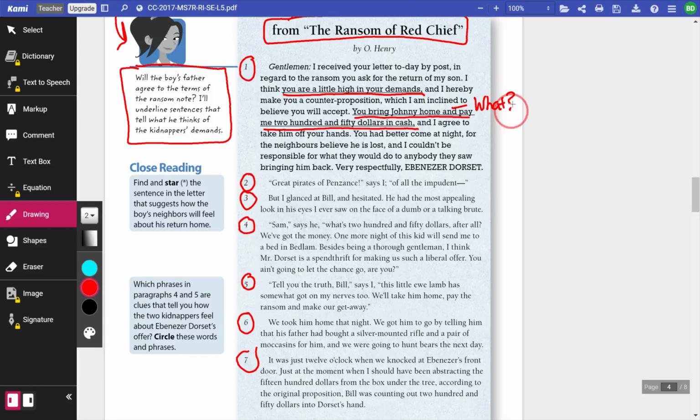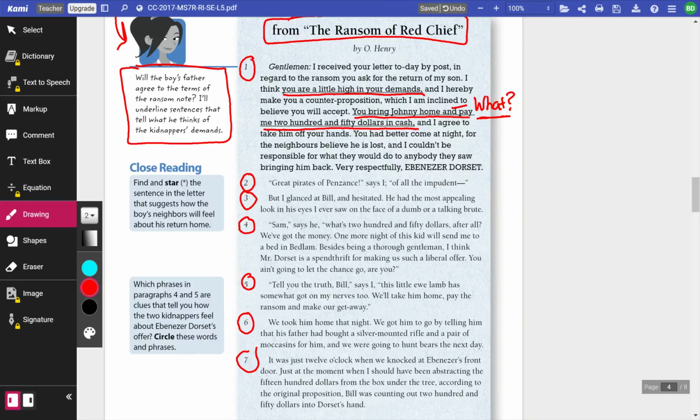So his counteroffer is that they're going to pay him to bring Johnny home. Instead of the father paying the ransom, he wants the kidnappers to pay him to take Johnny back home. Because remember, guys, Johnny is very, very rambunctious. He's a wild child. So the father may or may not necessarily want Johnny back. So he wants the kidnappers to pay him to take his son back. That's a little bit crazy, right? Okay, so make sure you keep that in mind as we read.